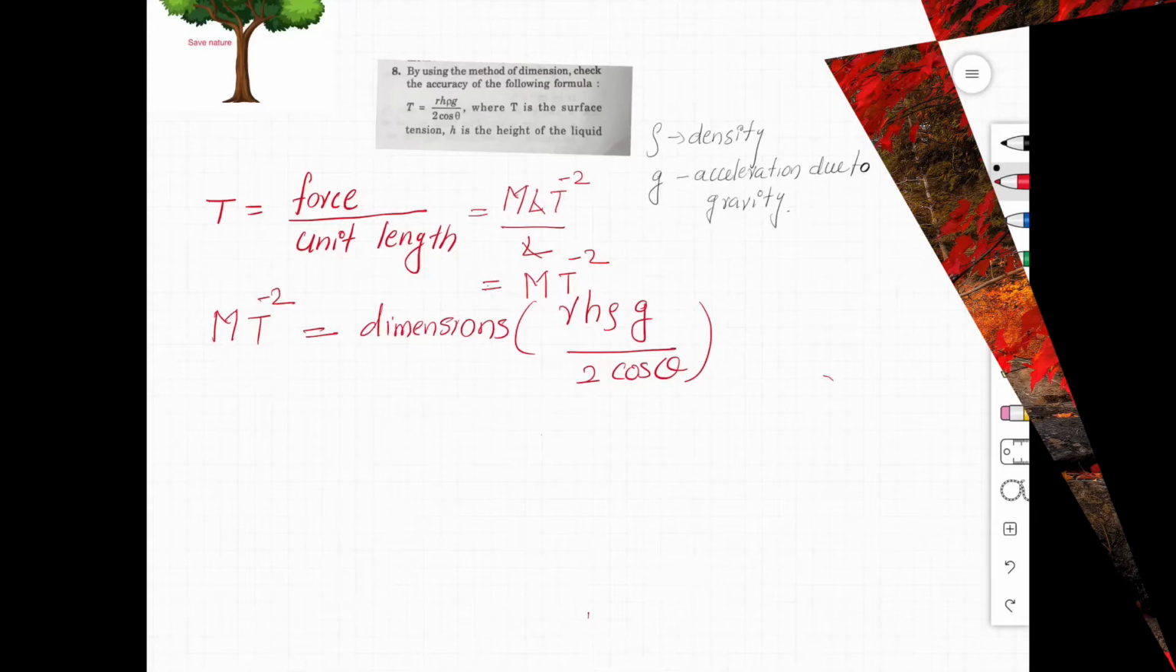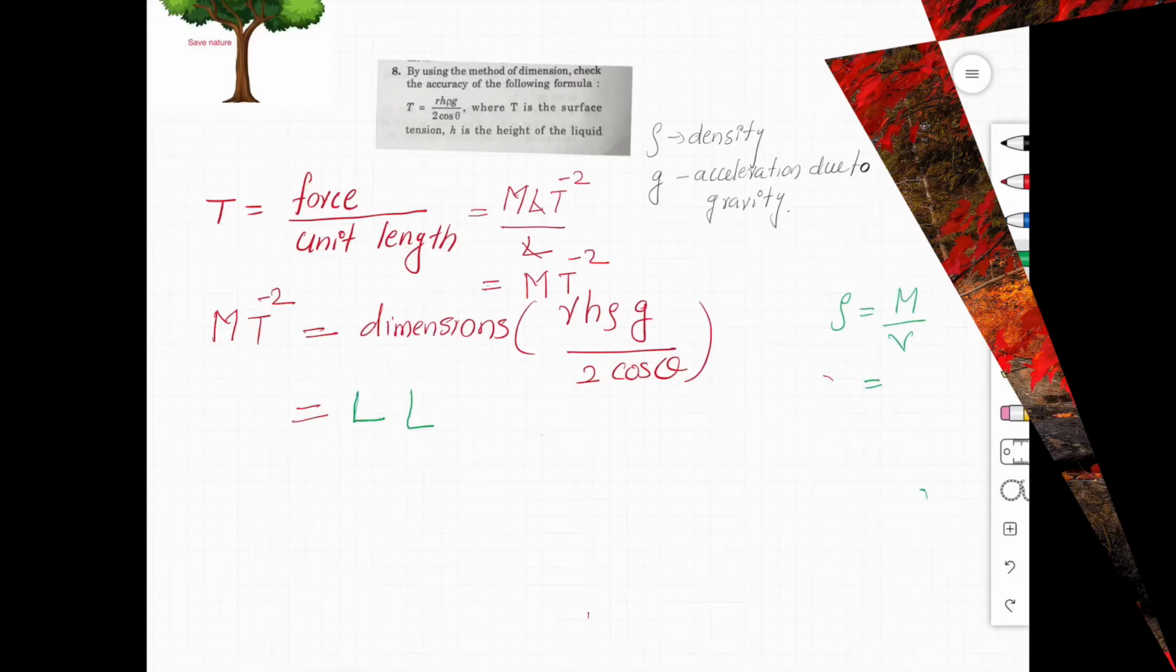We can write like this. Here we want to find the dimension of each quantity. R is the radius of the tube. Radius will be in terms of length, so the dimension of length is L. So it will be L, and H is the height of the liquid column, so that will also be L, and rho is the density. Density is basically mass per volume.